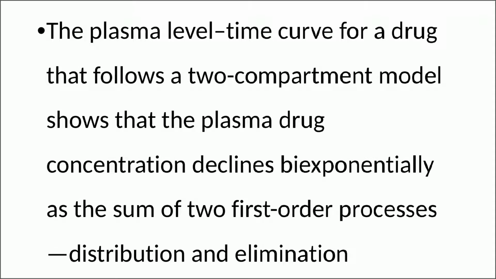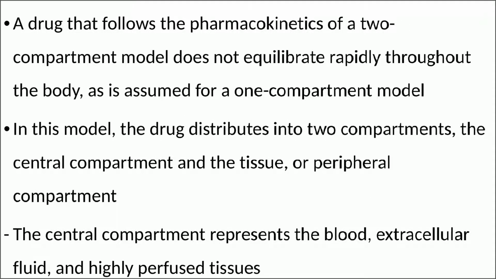Now the plasma level time curve for a drug that follows a two compartment model shows that the plasma drug concentration declines exponentially as the sum of two first order processes, that is distribution and elimination. A drug that follows the pharmacokinetics of a two compartment model does not equilibrate rapidly throughout the body, as is assumed for a one compartment model.